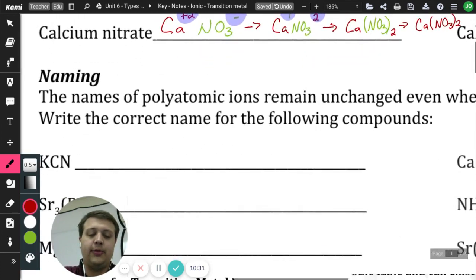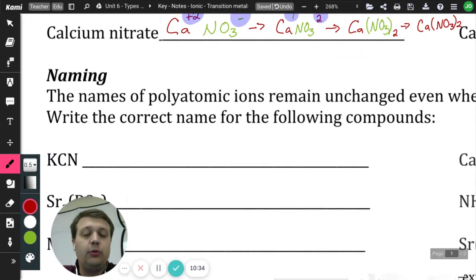So let's take a look at our name. So for naming, what we're going to do is we just need to find our polyatomic ion. First off, I need to recognize that this is ionic. If I've got a cation and an anion, it is an ionic compound.